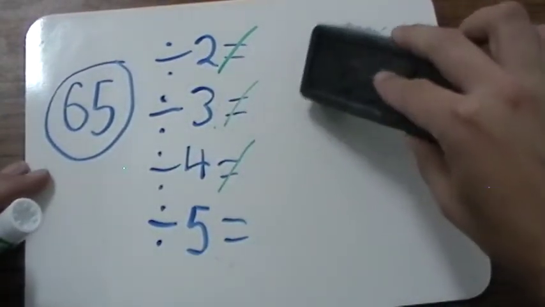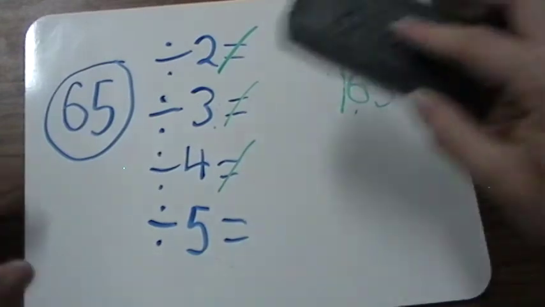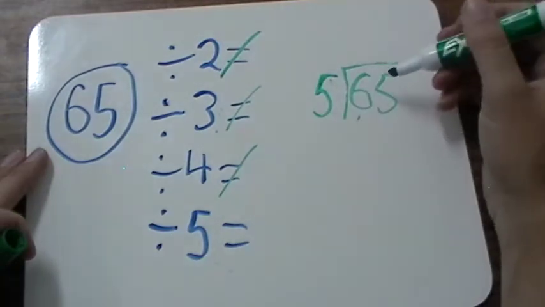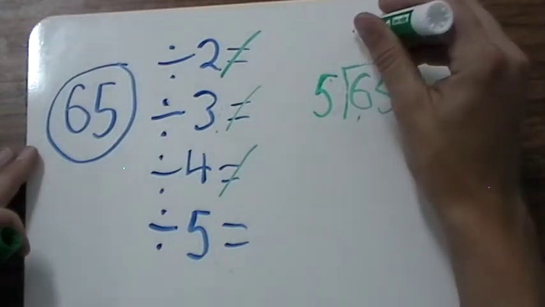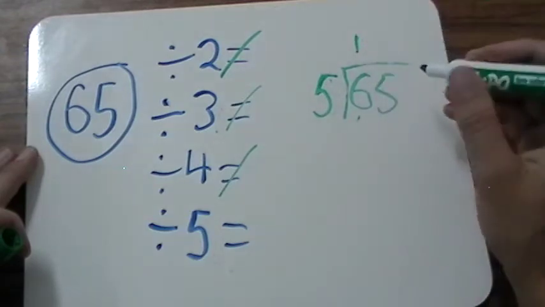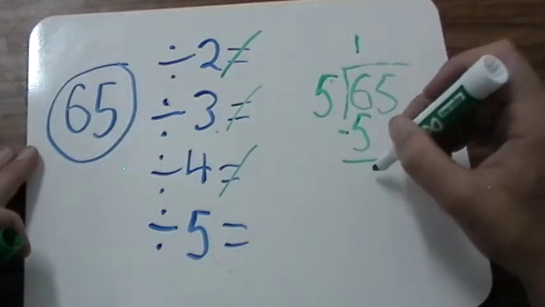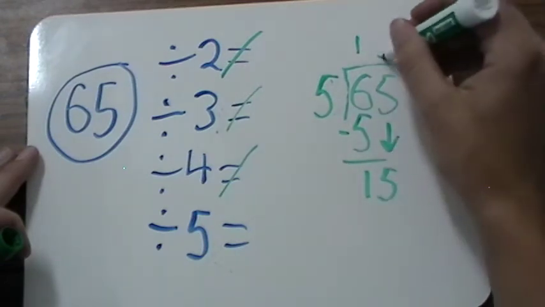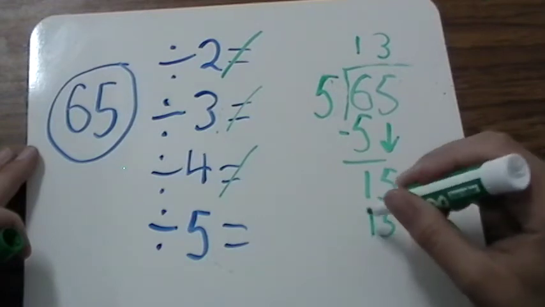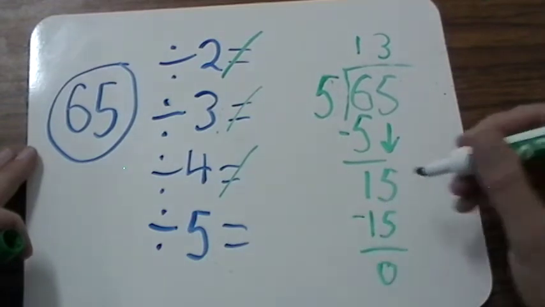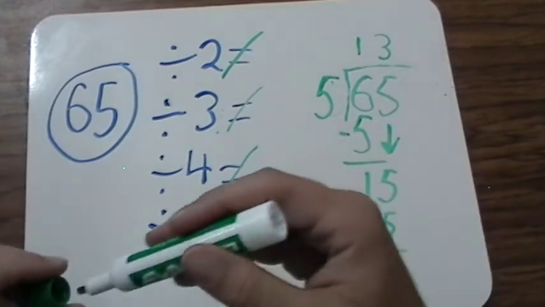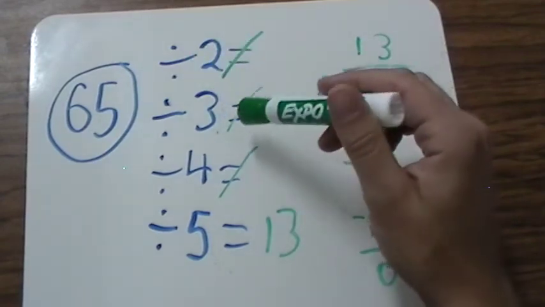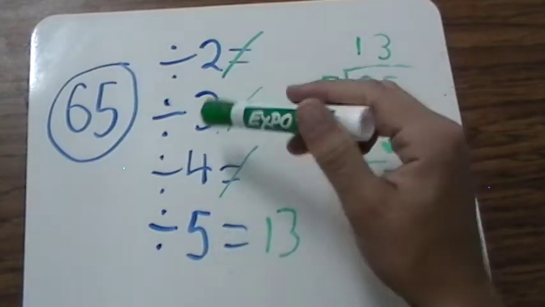Let's try our last number. Let's try 5. 6 divided by 5 is 1. 1 times 5 is 5. Subtract it out, you get 1. Drop down the 5. 5 fits in the 15 3 times. 3 times 5 is 15. Nothing left. It does fit in there. It fits in there 13 times. So according to our divisibility rule, 65 is only divisible by 5, not by 2, 3, or 4.